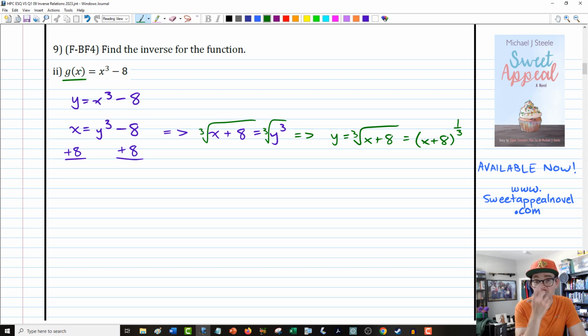We called this original function g of x. Let's call the inverse the appropriate name. G of x has inverse g inverse of x, and that's going to be equal to the cube root of x plus 8, or x plus 8 to the 1/3.